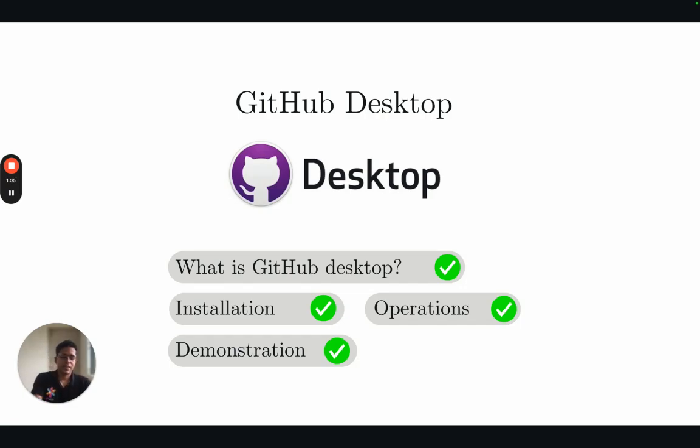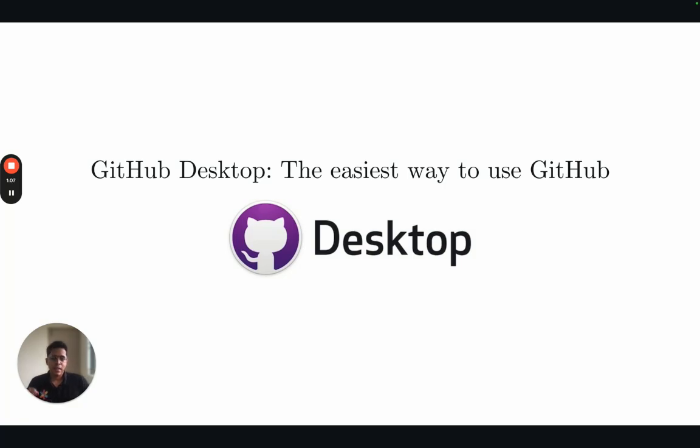So let us start. GitHub Desktop in one sentence, it's the easiest way to use GitHub. Many people might differ. They will say that no, terminal is the easiest way to use GitHub. I disagree. I would say GitHub Desktop is the easiest way to use GitHub. It is also probably the easiest way for one to start using GitHub as a complete beginner. If you are a beginner, I highly recommend you to start with GitHub Desktop.